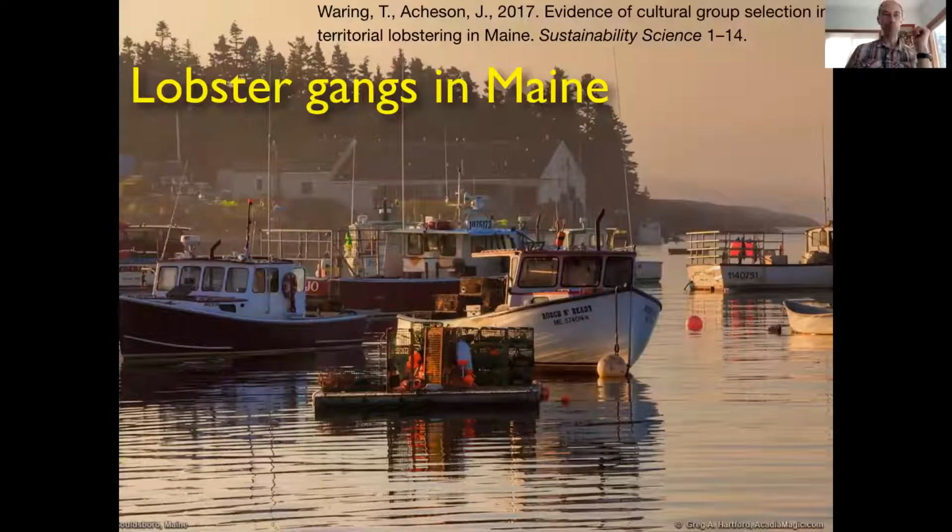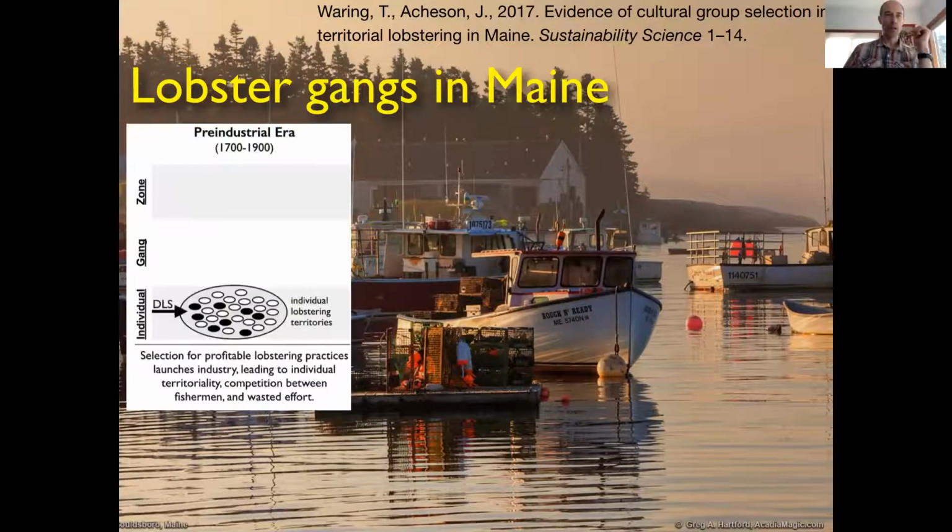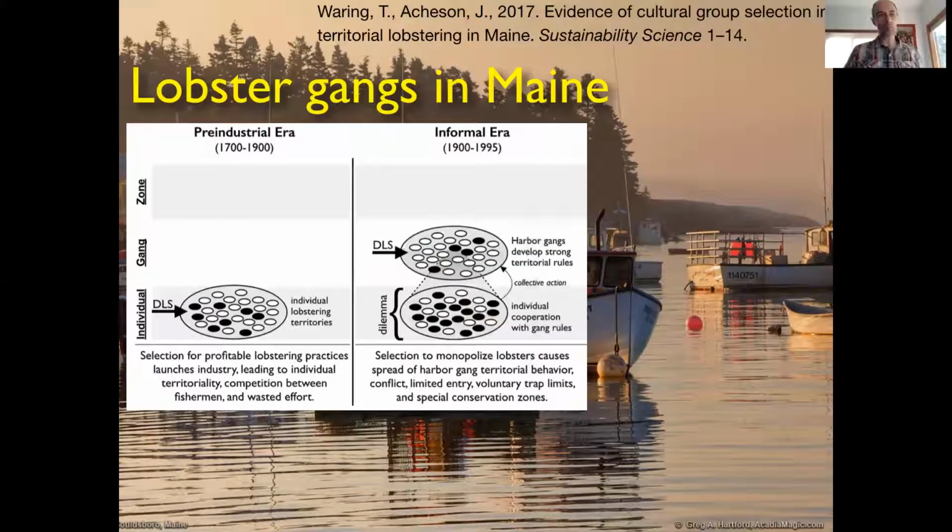A second example, also from Maine, with lobsters, is about the emergence of these lobster gangs. So lobster gangs are actually informal enforcement units of lobstermen who will literally defend their territory in the water, sometimes violently, from other groups. And so, again, with my co-author, we go back and look at the history and ask the question, first, how did these groups emerge? And then secondly, how did they get some of the lobster conservation practices that they have?